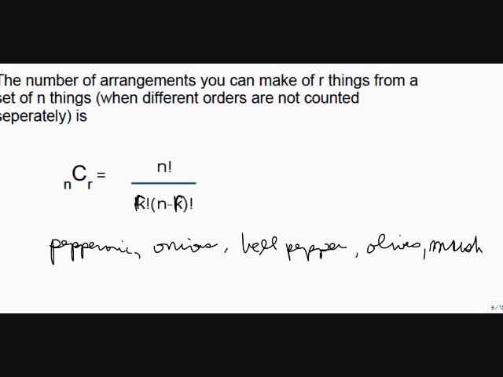So it doesn't matter if I get pepperoni and then onions. It's the same thing to me as onions and then pepperoni. So different orderings are not going to be counted separately.